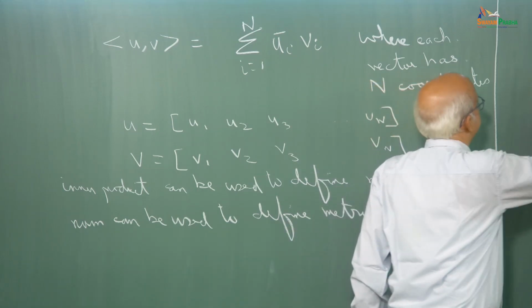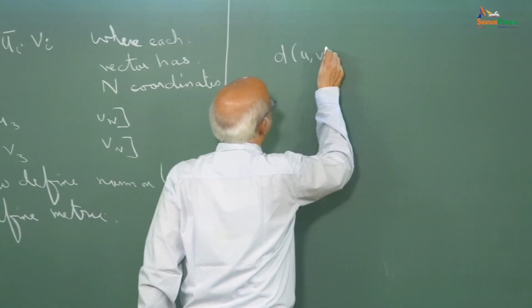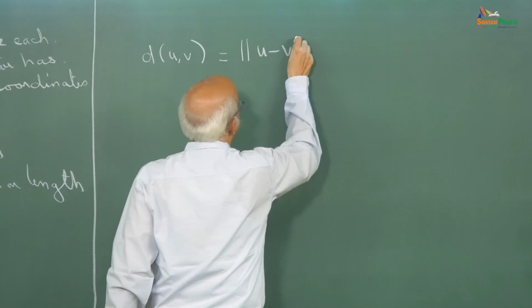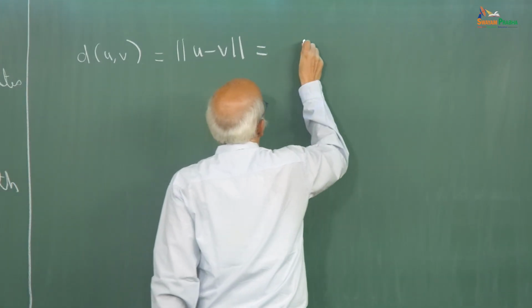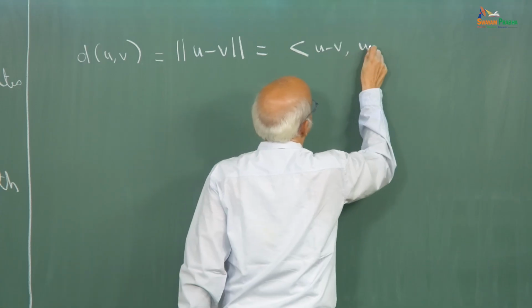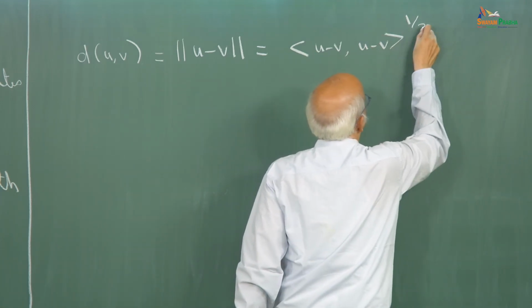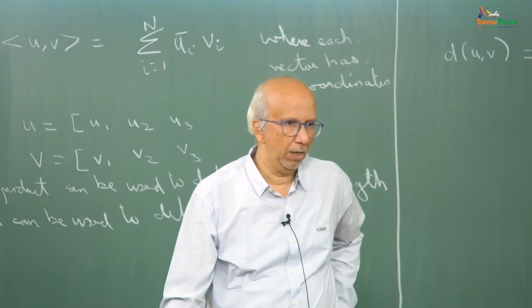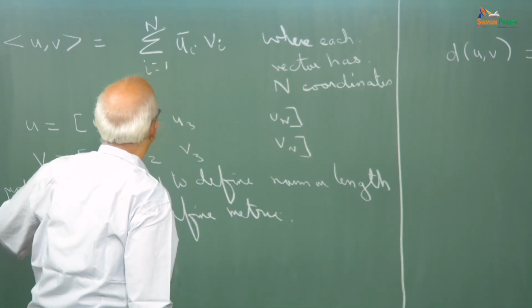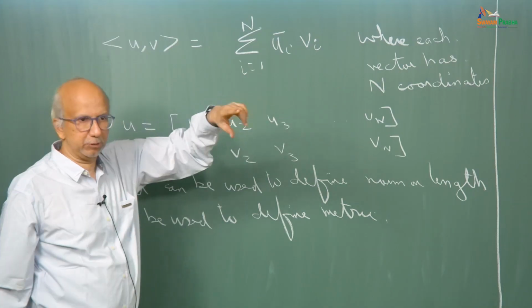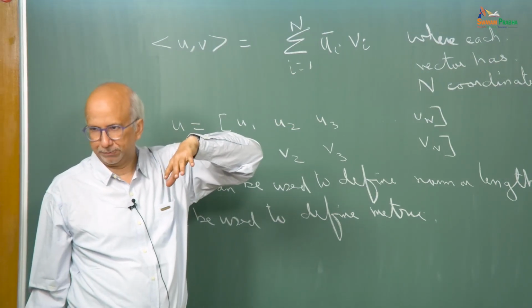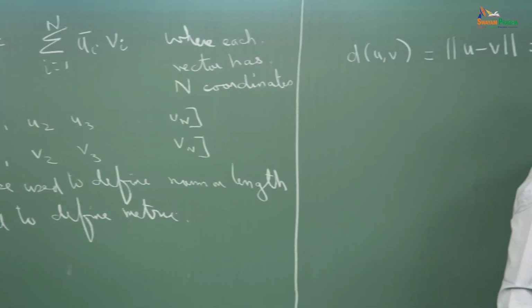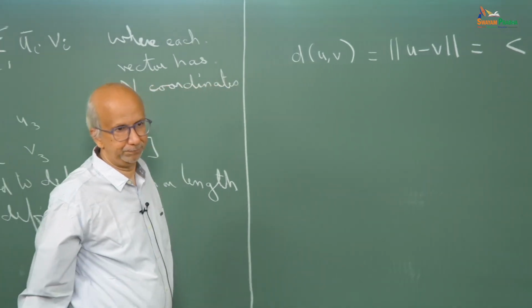Basically what this means is, d of u comma v is the same as norm of u minus v, which is the inner product of u minus v with itself, to the power half. Okay. You can verify this. Because in the definition of the metric and the norm, we have that square root for the Euclidean definition. Okay. But in the inner product I do not have a square root. That is the reason, after finding the inner product I have to put a square root, only then this will be equal. Okay.